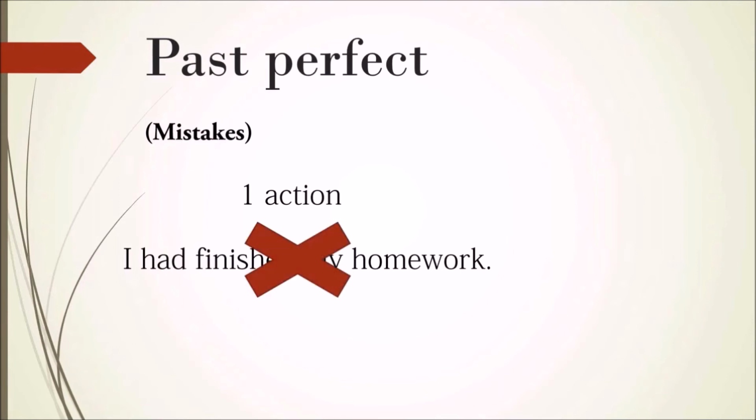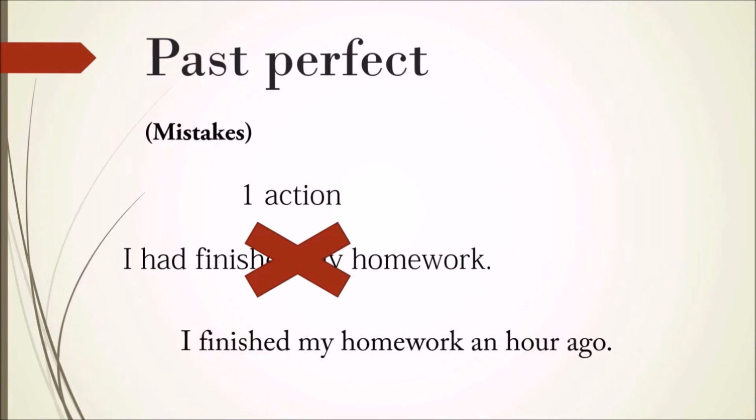This sentence is wrong. So I will say better here, I finished my homework an hour ago. So this one is correct. Why? Because here we have just one action started and finished in the past, so I just use simple past. Past perfect, we use it with two actions. One happened before the other, or when I have a point of time and this action finished before this point of time.